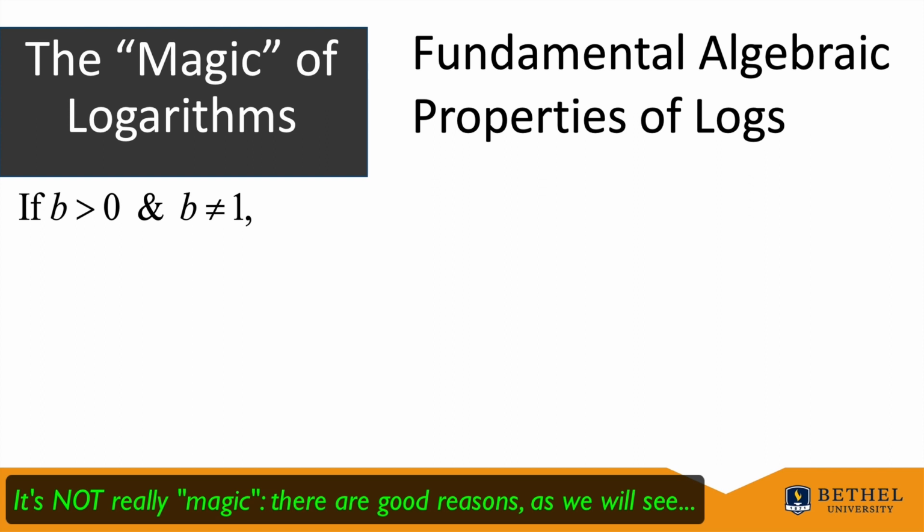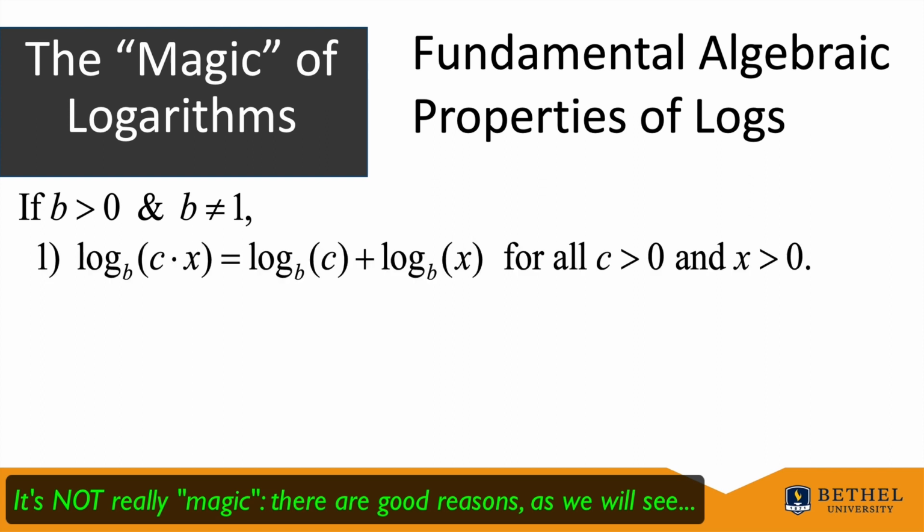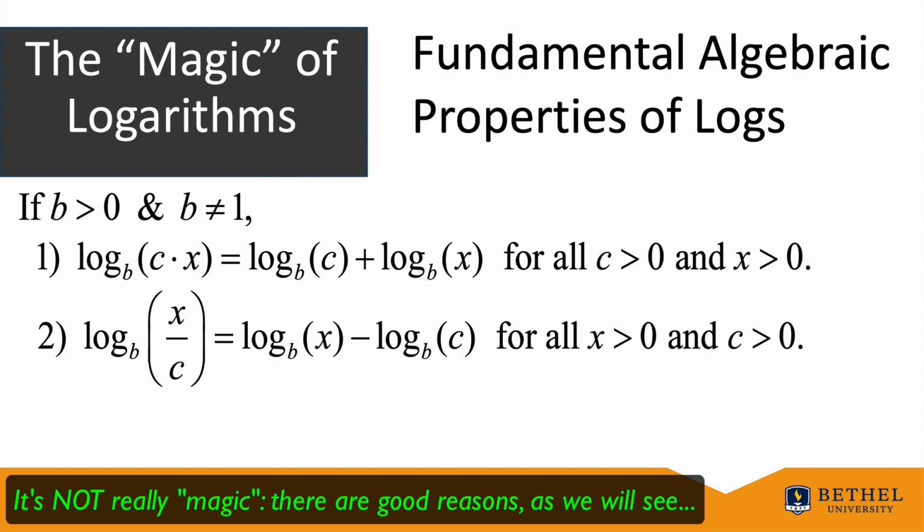The first property is the one that converts multiplication to addition. The log of a product is the sum of the logs. More formally, log base b of c times x equals log base b of c plus log base b of x for any positive numbers c and x. The next property converts division to subtraction. The log of a quotient is the difference of the logs. More formally, log base b of x divided by c is log base b of x minus log base b of c for all positive numbers x and c.